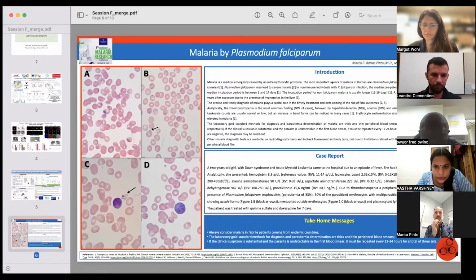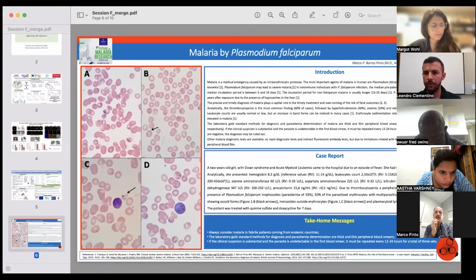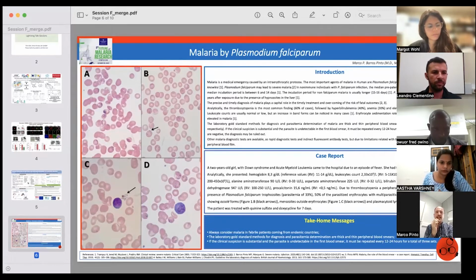The laboratory gold standard methods for diagnosis and parasitemia determination of malaria are thick and thin peripheral blood smears. If the clinical suspicion is substantial and the parasite is undetectable in the first blood smear, it must be repeated every 12 to 24 hours for a total of 3 sets. If all 3 are negative, the diagnosis may be ruled out. Other malaria diagnostic tests are available, such as rapid diagnostic tests and indirect fluorescent antibody tests, but due to limitations related to these tests, the gold standard is still the peripheral blood film.